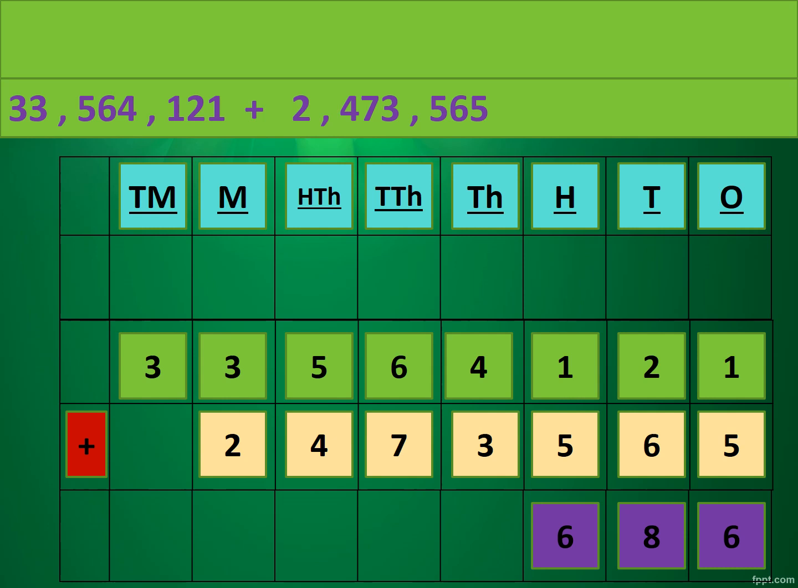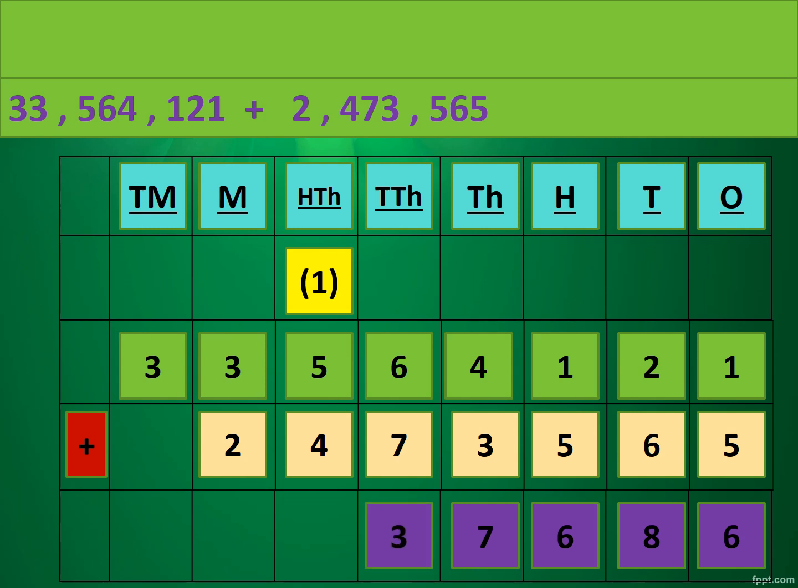At thousands place we have values 4 and 3. 4 plus 3 is equal to 7. At 10,000s place we have values 6 and 7. 6 plus 7 is equal to 13. So we will write 13 as 1 carry at 100,000s place and 3 at 10,000s place.